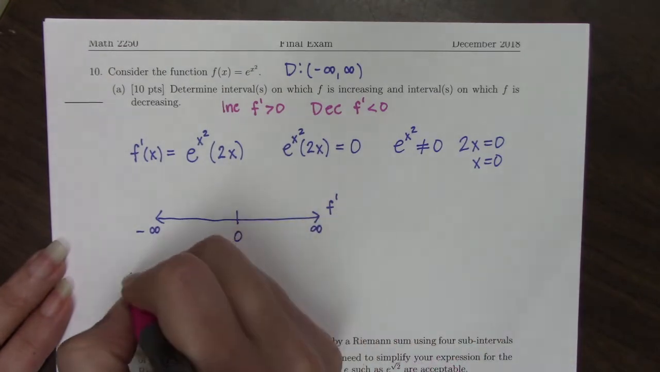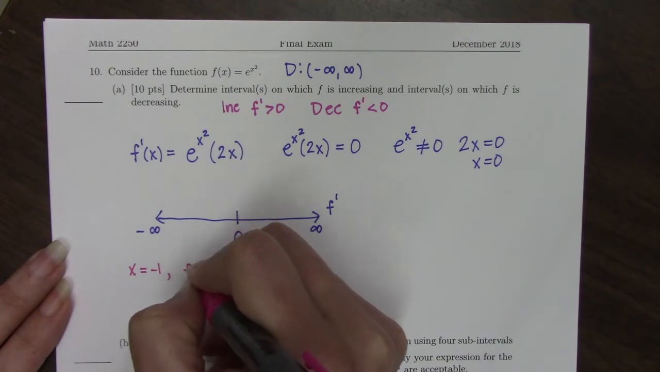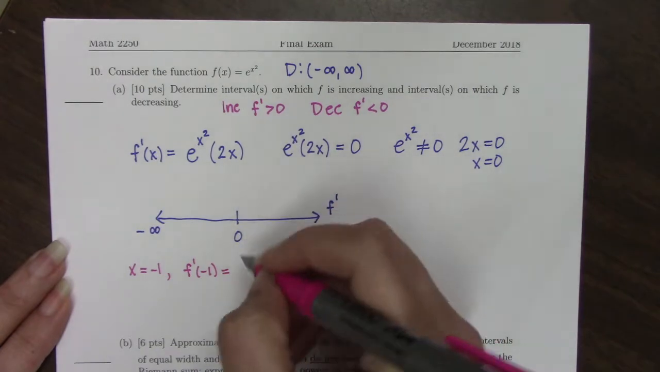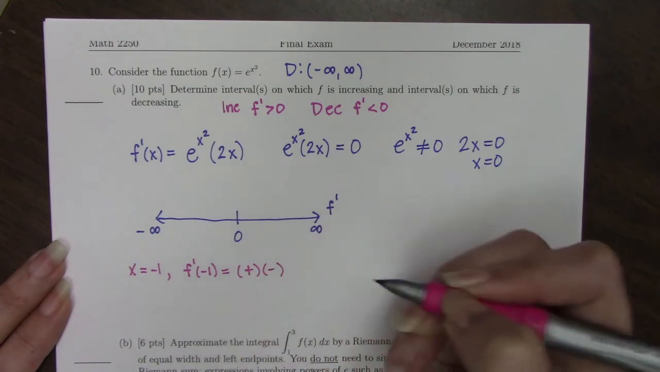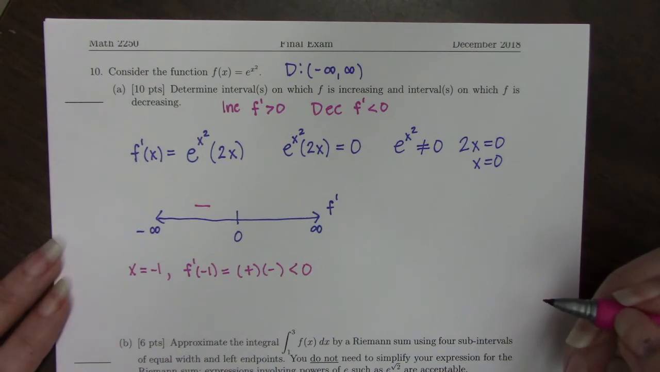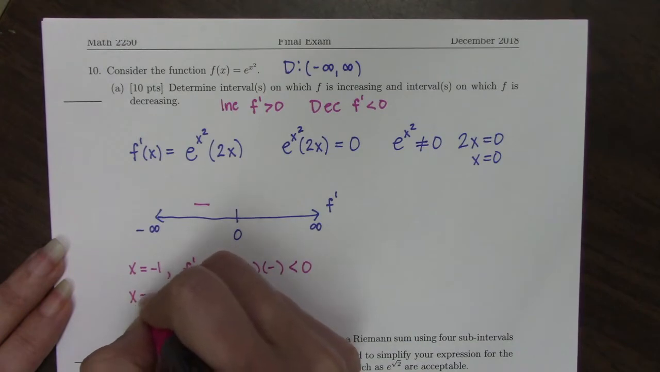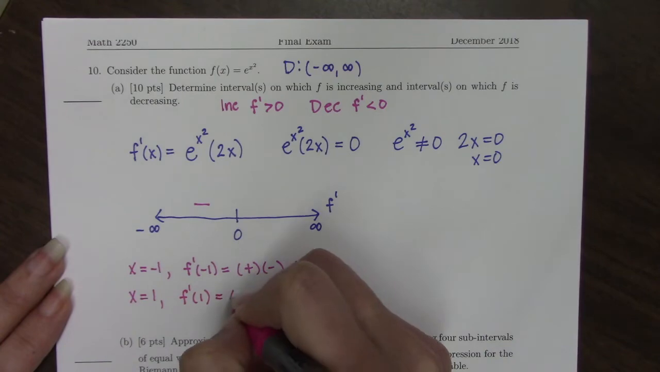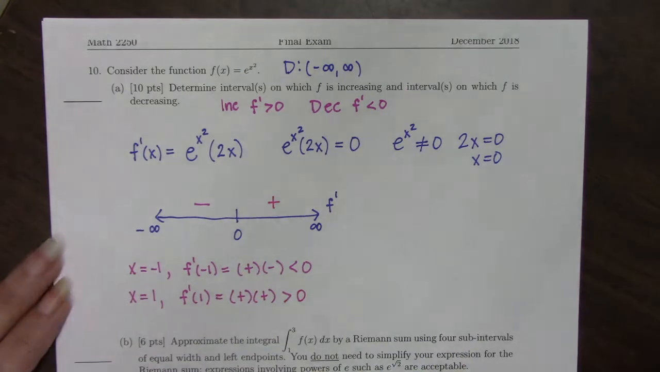So I'm going to pick -1. So when x is -1, f prime of -1 is going to be e to the x squared is always going to be positive, and 2x is going to be negative, so that means we're going to get a number less than 0, because I don't really care about the number, I care about the sign of the number. Over here, I'm going to pick x is equal to 1, so then f prime of 1, I'm going to get a positive value times a positive value, which is in fact positive.